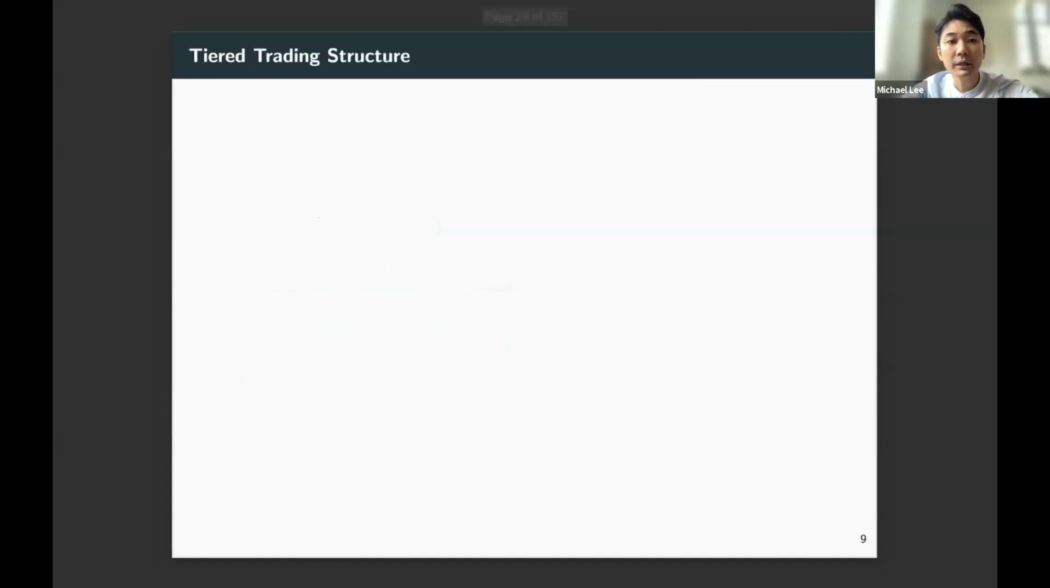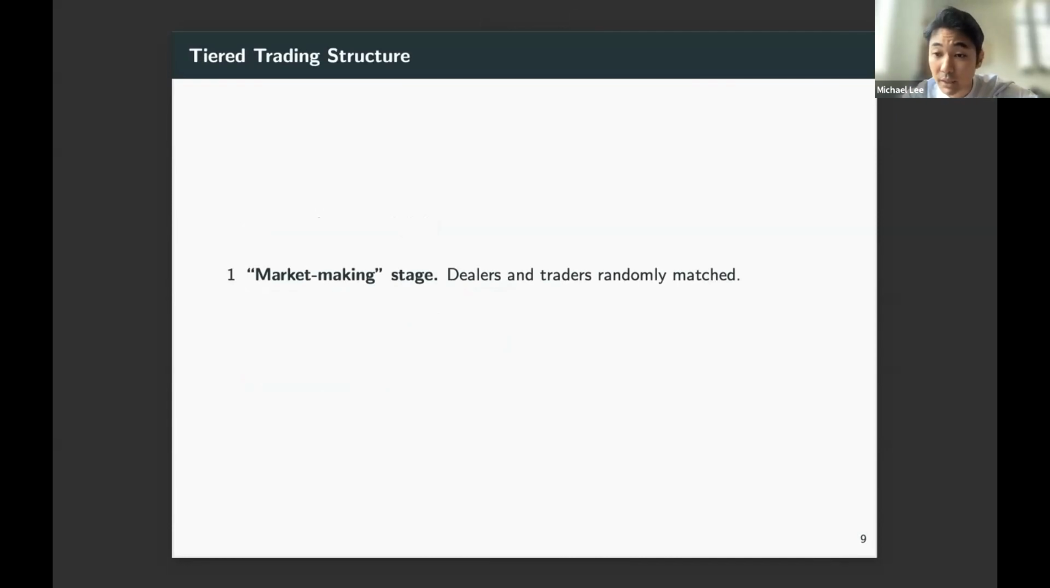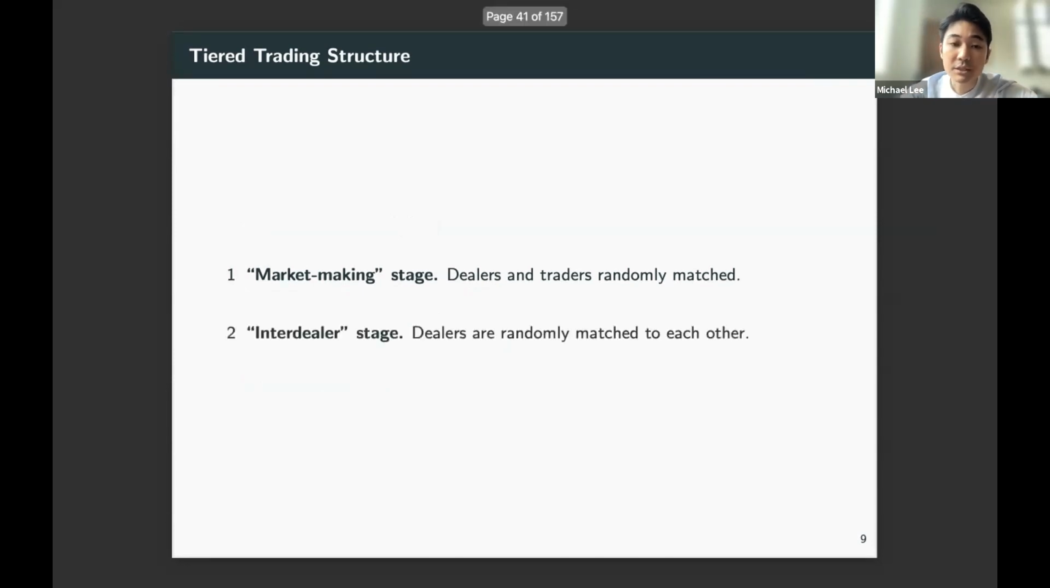So the model has this tiered trading structure, with trade occurring in 2 periods. The first stage is what we call the market making stage, where dealers and traders are randomly matched, and dealers make markets on behalf of traders. They make a bid-ask offer to traders that traders can accept or reject. In the second stage, the dealers turn around and trade with each other. They have a second opportunity to trade where they're randomly matched with each other, and dealers have equal probability of making an offer to each other in the interdealer market.